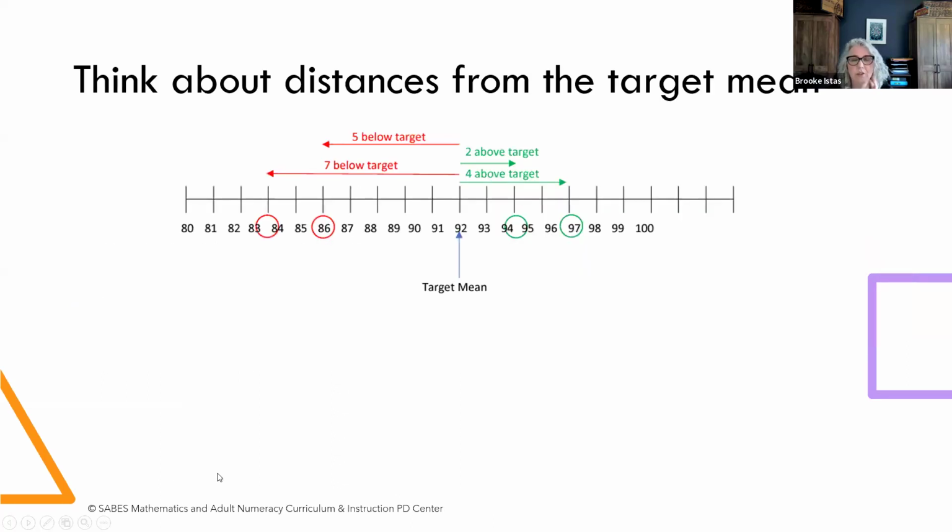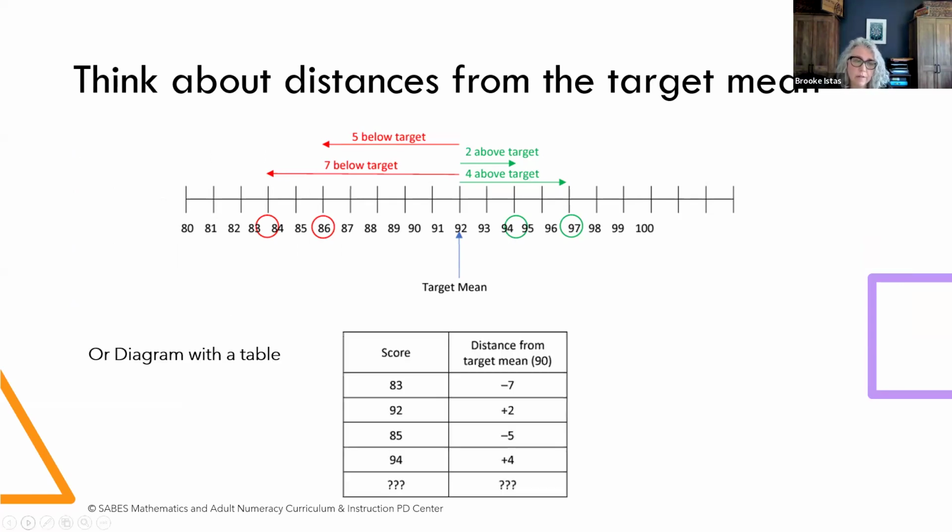Another way to do this is to use our favorite number line, where they draw where the target mean is, and then they draw like 2 above the target, 4 above, 5 below, looking at the test scores. Or you can diagram it. So instead of having a number line, maybe you're diagramming it so you can try to reason it out. It's just a different way than just using the algorithm.